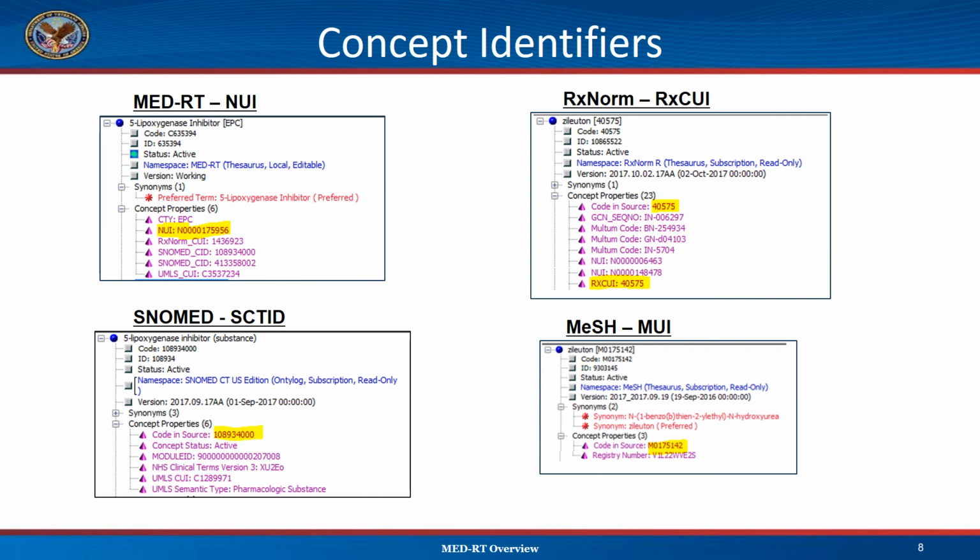The concepts from the 4 terminologies used in MED-RT all have their own unique native concept identifiers. MED-RT concepts have NUIs, which have been persisted from NDF-RT. In DTS, the identifiers on these 3 external terminologies are all represented as the code and source. RxNorm uses the RXCUI, SNOMED uses the SCT ID, and MESH uses the MUI as their identifiers.